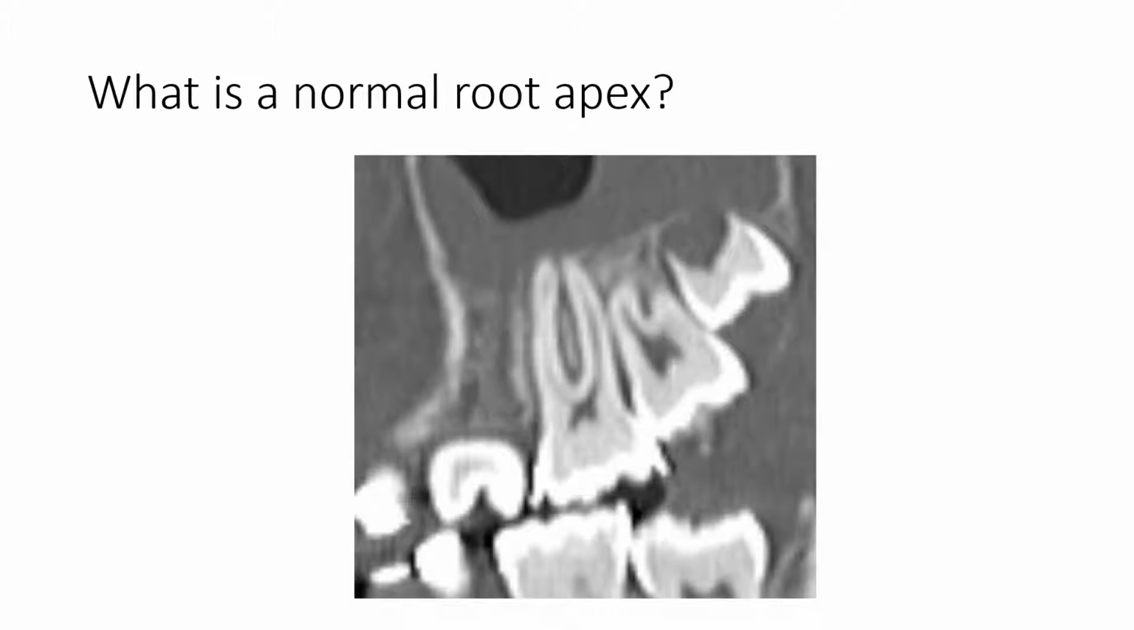So a normal root is long, comes to a tapered end, and on average the root is maybe 1.5 to twice the length of the clinical crown. But again, notice the very long appearance with a tapered end. Again, that's a normal, fully developed root.